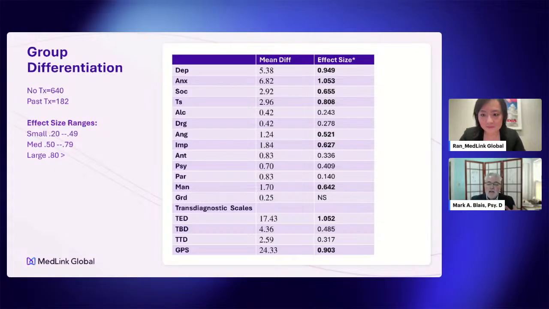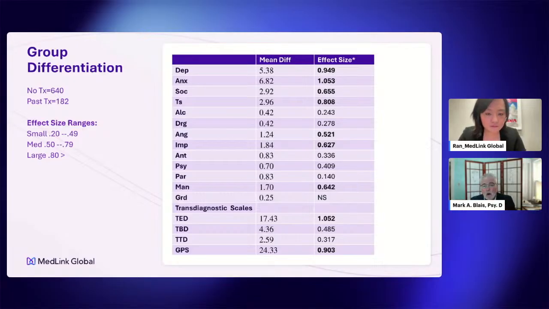The most important measure is going to be effect size. Effect sizes show the magnitude of the difference. A small effect size is between 0.2 and 0.49. A medium effect size is 0.5 to 0.79, and a large effect size is 0.8 and up. And as you can see, all the scales except grandiosity were statistically different between the past treatment group and the no treatment group, and most of the effect sizes were in the medium to large range.